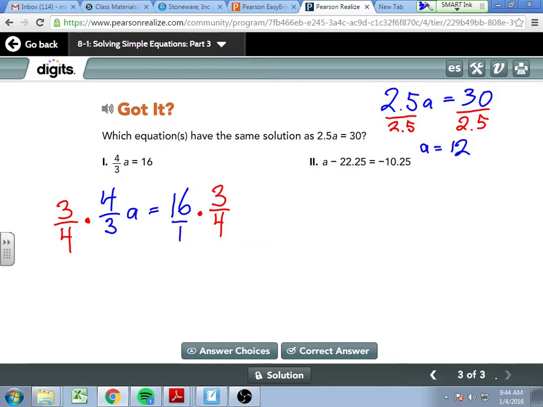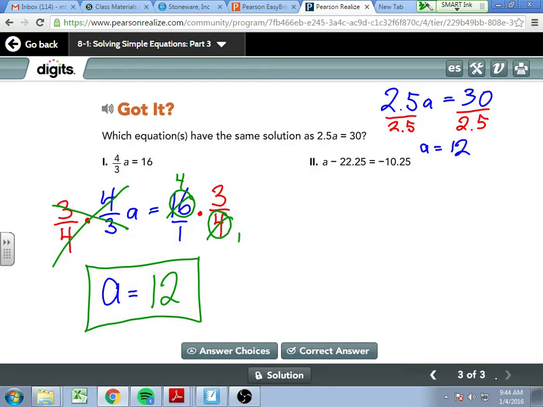So the 16, I would rewrite as 16 over 1, because it's the same thing. It's still just 16. But then my 3 on top and my 3 on bottom over here, these cancel out. My 4 on top, my 4 on bottom, these cancel out. My left side becomes just A. My right side, I can cross reduce. 16 and 4 share a common factor of 4, so I divide 16 by 4 and I get 4. I divide this 4 by 4 and I get 1. 4 times 3 gives me 12, and it'd be 12 over 1, which is just 12. The other one is 12 too, which is also why they have the S in parentheses. It might be plural.